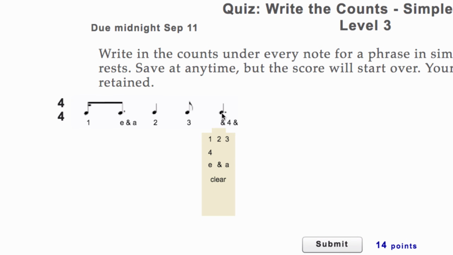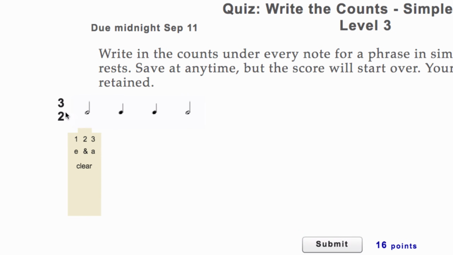So this dotted quarter note then gets 1.5 counts, or 3 halves, 3 parts, and 4 and. We're counting by half notes. That's 1 half note. This is half of a half note. So I get 2, but not the full 2. This gets the and of 2, because I divided it into 2 parts, the number and the division. And there's my 3.